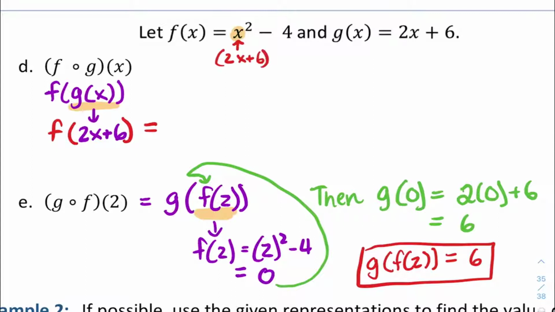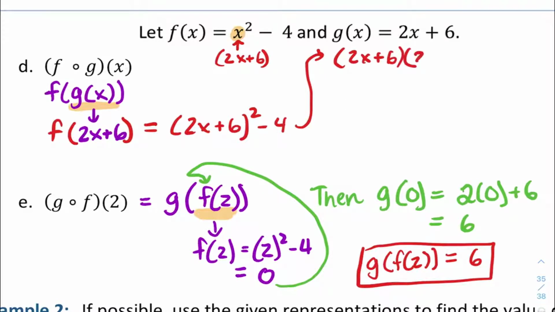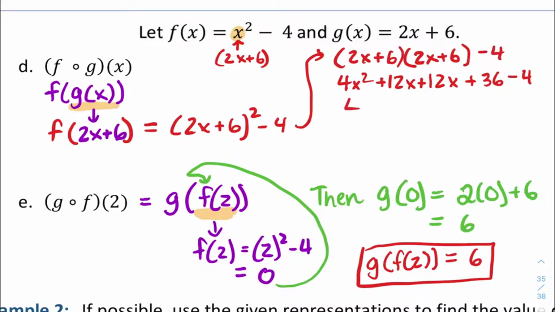So make sure to put it in its own set of parentheses. You're going to have (2x plus 6) quantity squared minus 4. And then we're going to need to actually do that. So if we square 2x plus 6, spread it out and take it times itself, and then subtract 4 from it, that's going to be what f of 2x plus 6 and f of g of x is. So I'll have 4x squared plus 12x plus 12x plus 36 minus 4. So my final result when I combine like terms is 4x squared plus 24x plus 32.